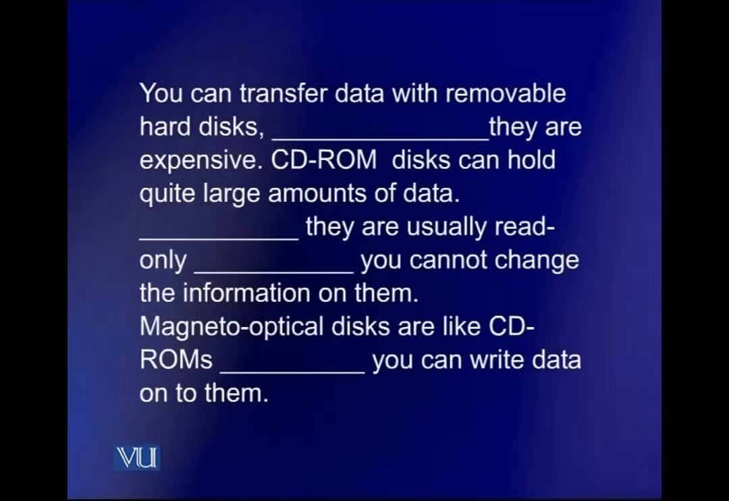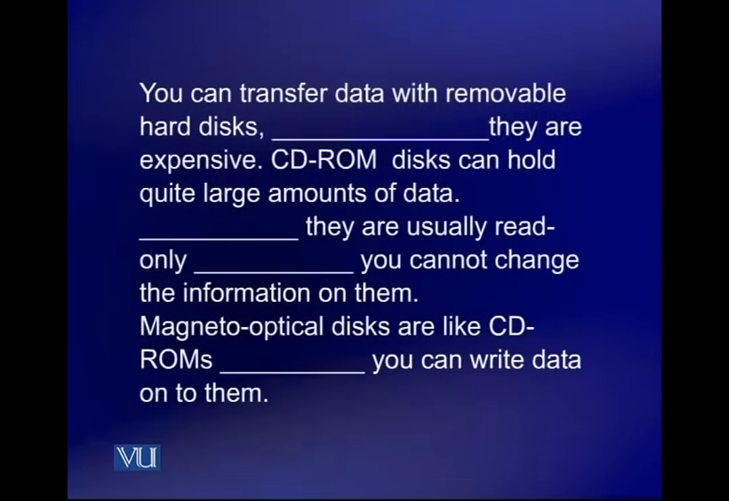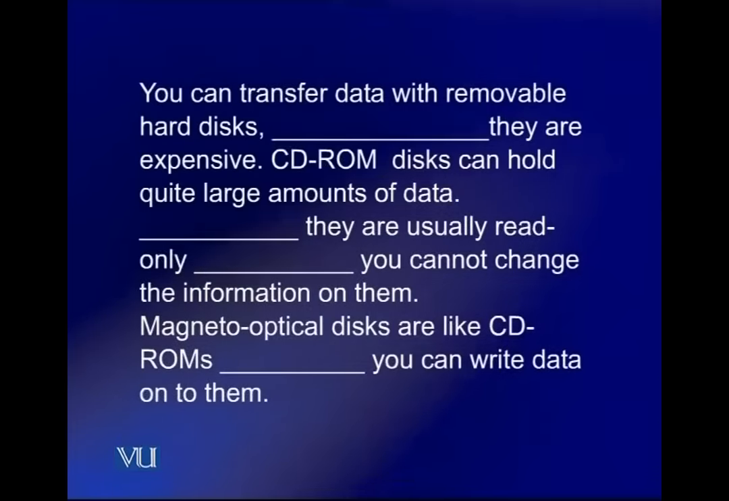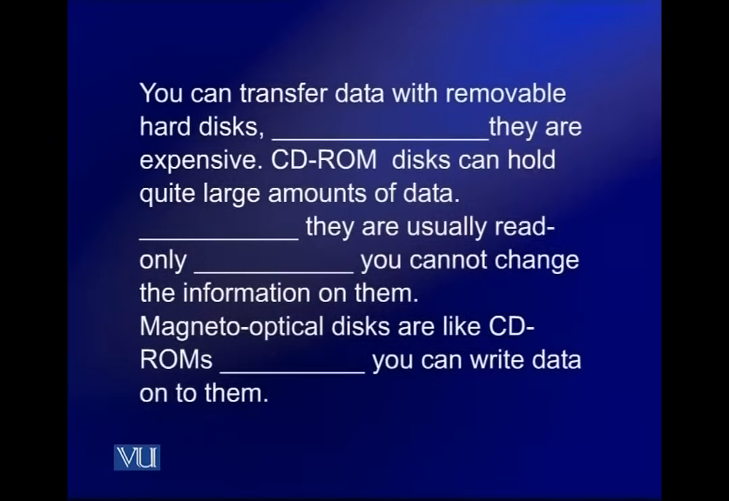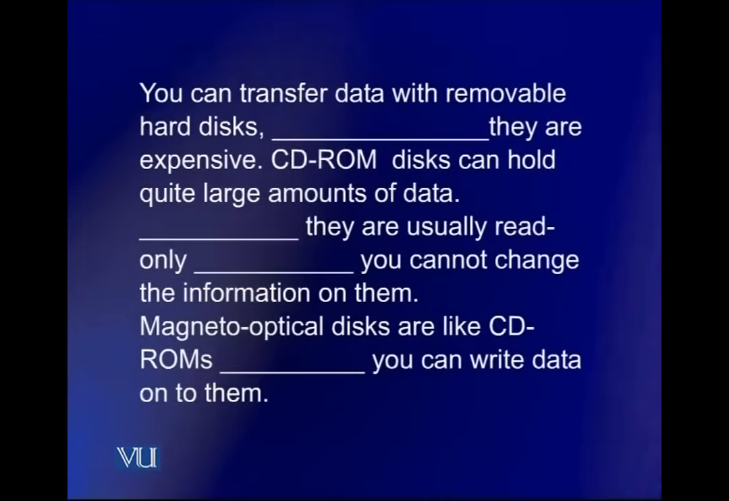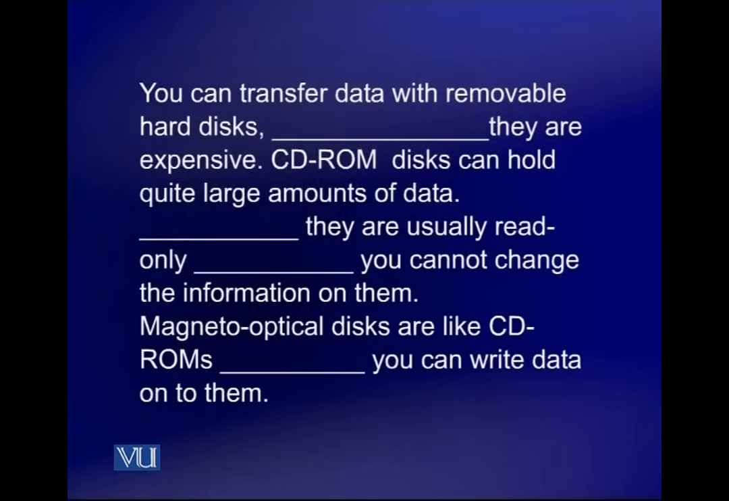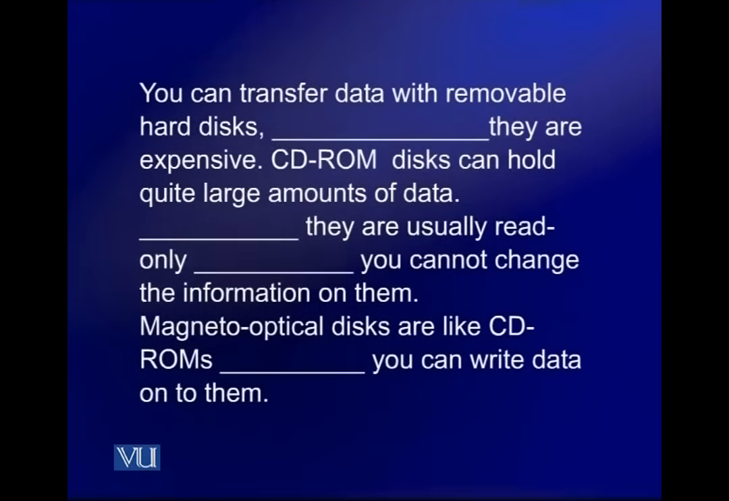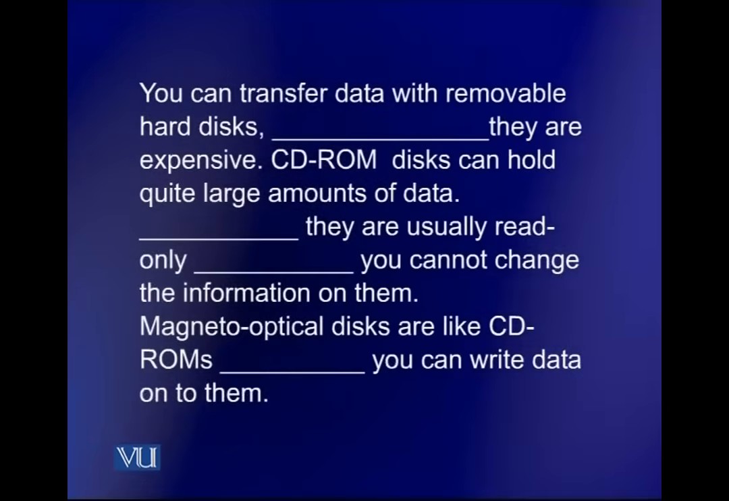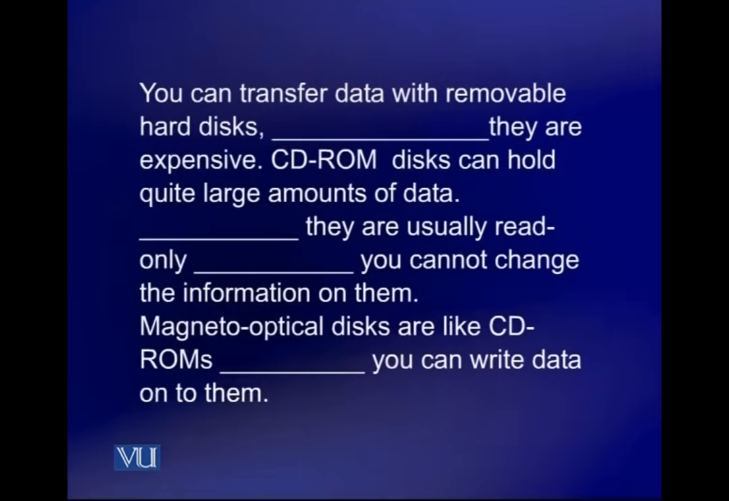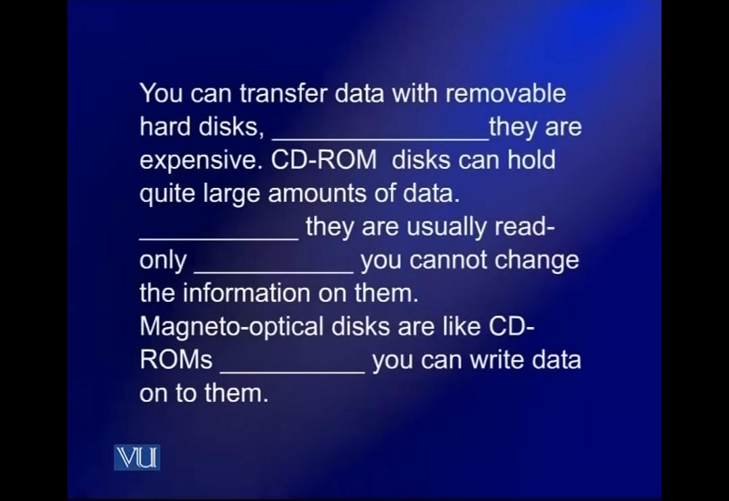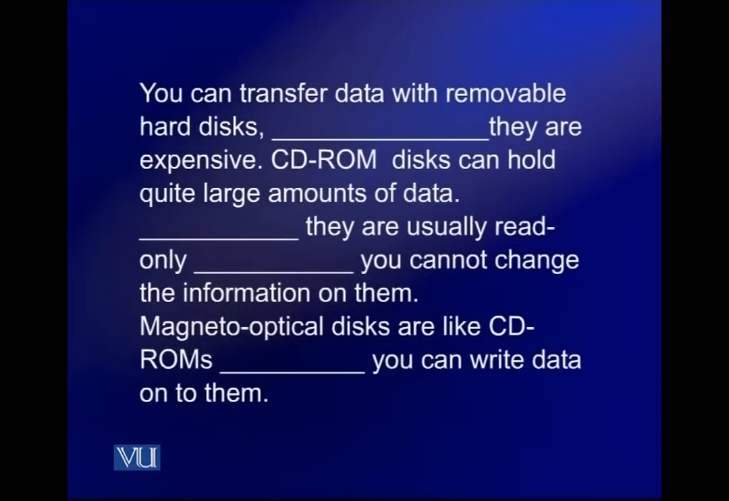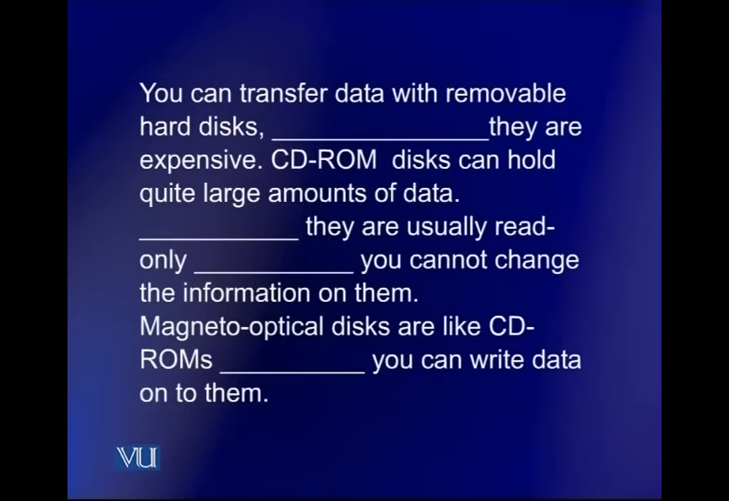CD-ROM disks can hold quite large amounts of data. Dash, they are usually read-only. Dash, you cannot change the information on them. CD-ROM disks can hold quite large amounts of data. However, they are usually read-only. For this reason, you cannot change the information on them. And the last sentence, magneto-optical disks are like CD-ROMs, dash, you can write data onto them. Magneto-optical disks are like CD-ROMs, but you can write data onto them.